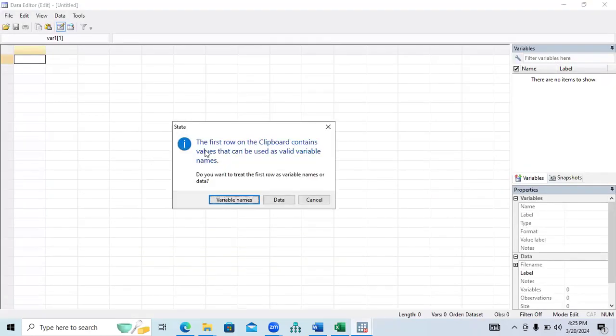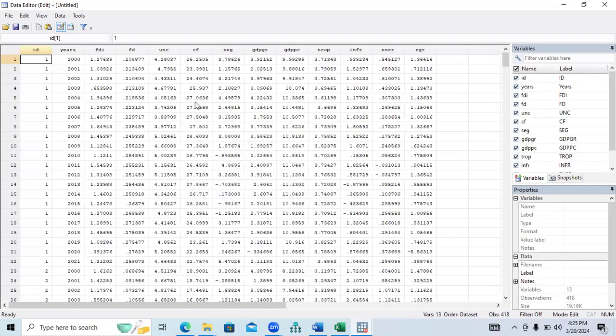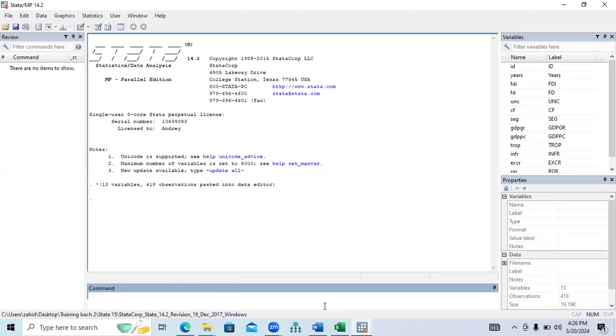It will ask you whether the first row on the clipboard contains values that can be used as variable names. Yes, the first row is the variable names. So it is copied here. Please let me know, have you copied the data set into your Stata file so that I can proceed further? All right, so let me start the procedure.